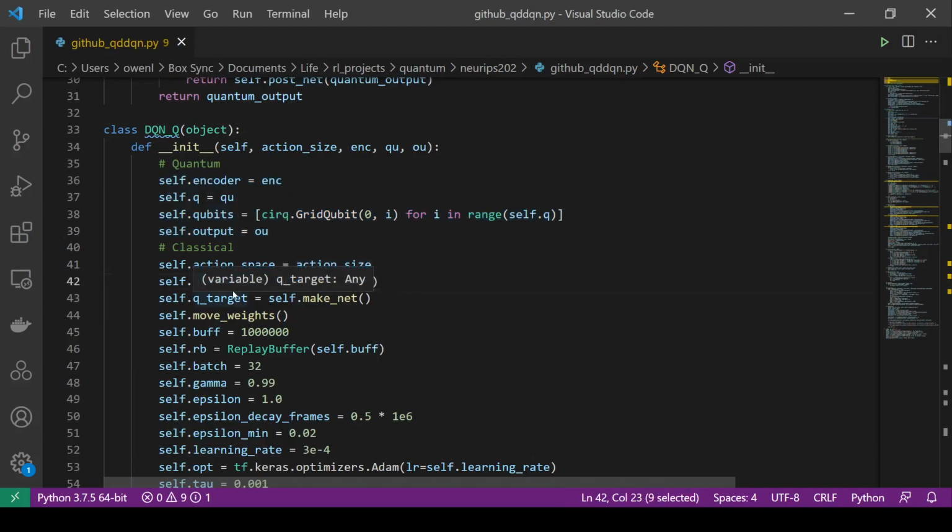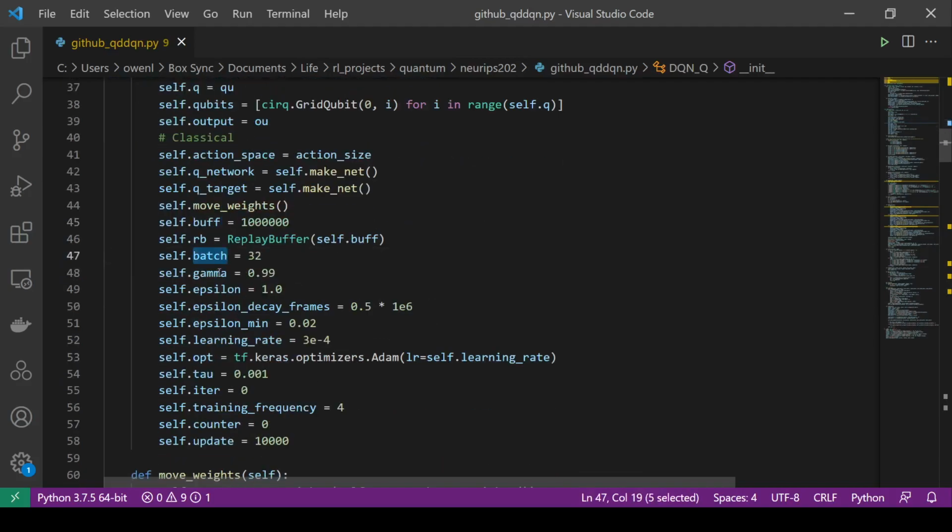We make the network and the target. We share weights. We have a size 1 million buffer. We use a batch size of 32, gamma of 0.99, epsilon of 1, the K frames. I mean, these are all just standard. I don't remember if these are the exact same as in the original paper. When I was writing this code to upload, I put these values in, but these I know are the same. This one might be different. Epsilon min, that's the same.